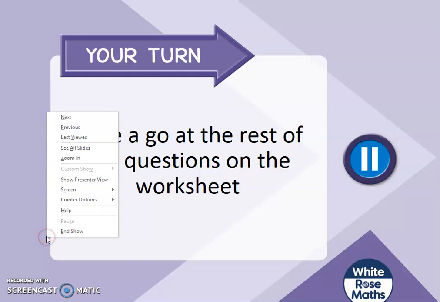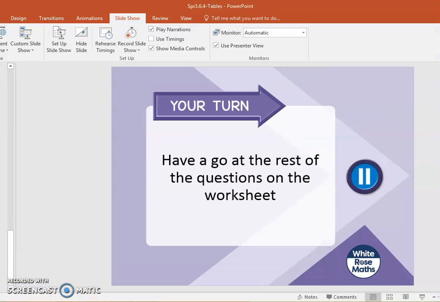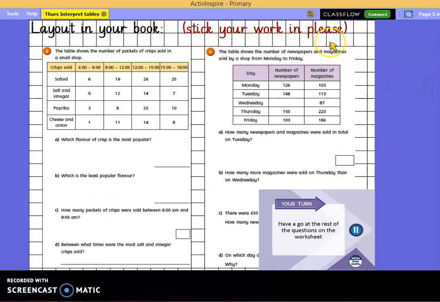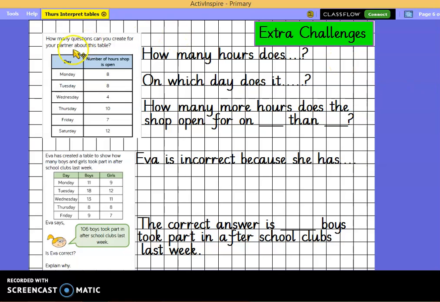Your turn to have a go at the rest of the questions on the worksheet, please. Here's how I'd like you to put it in your book. So you're going to stick your work into your book, please. Question 3, question 4. When you've done that, come back and have a go at the challenges, those extra challenges right at the end. Here you go.